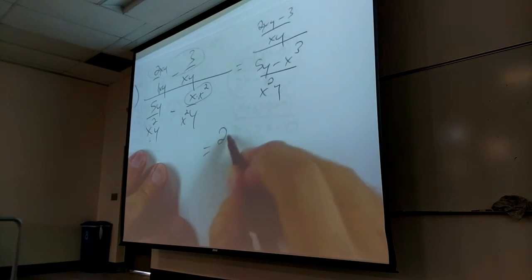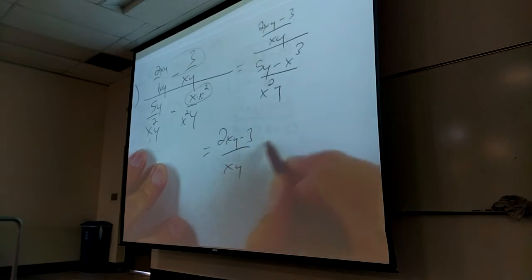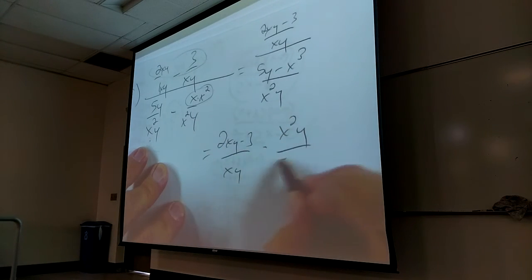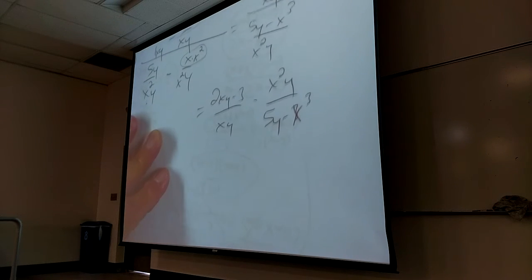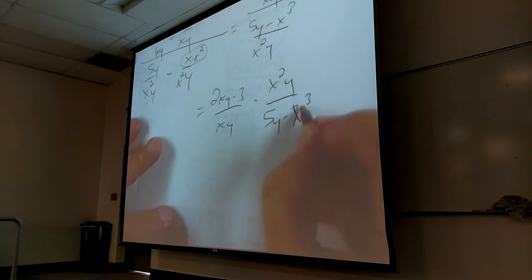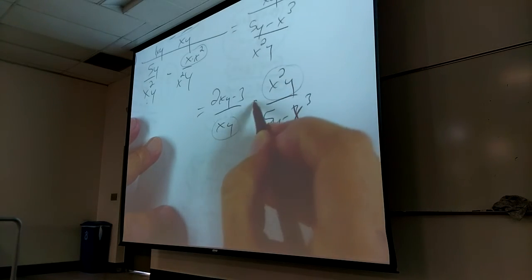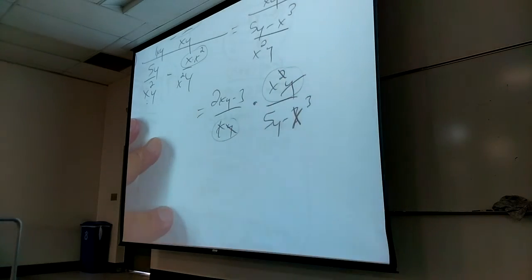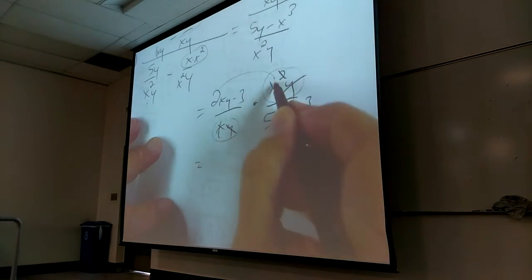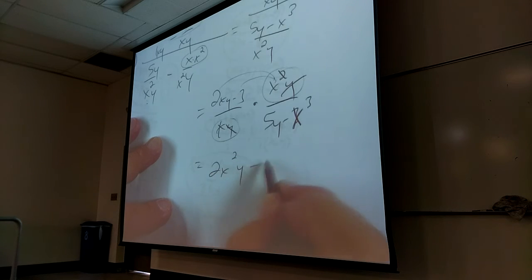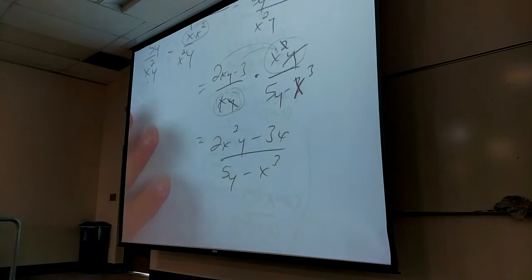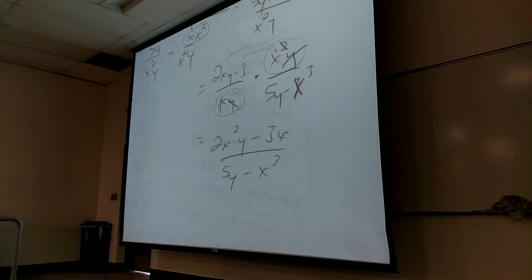So I can write this as 2xy minus 3 over xy times X squared y over 5y minus X cubed. What happens between these two guys? Yeah, X cancels and a Y cancels. So on the top here, if you want, you can distribute. You get 2X squared Y minus 3X over 5Y minus X cubed, because there's nothing left over here. Is that what I got? Yeah. Thank God. All right.